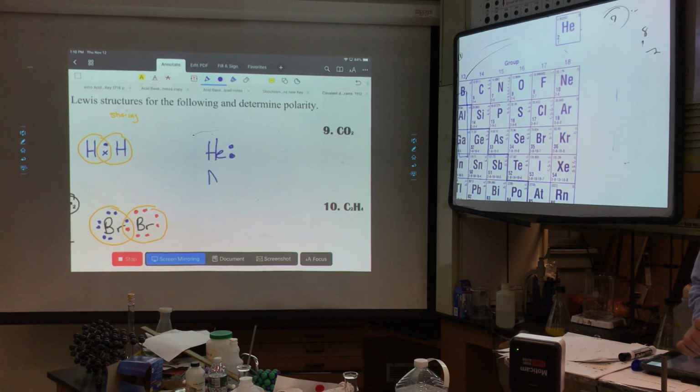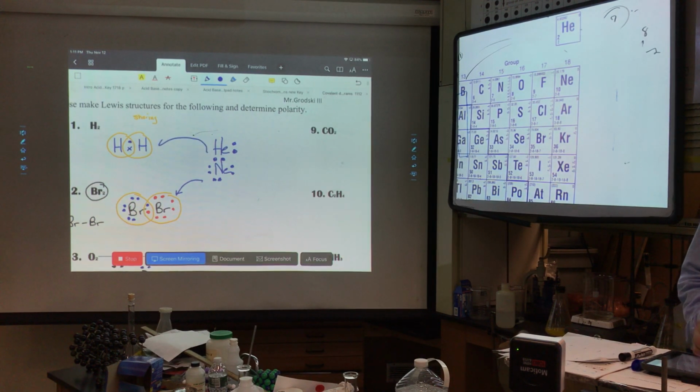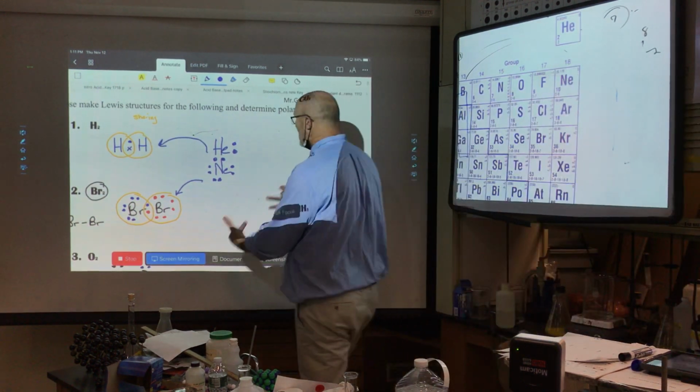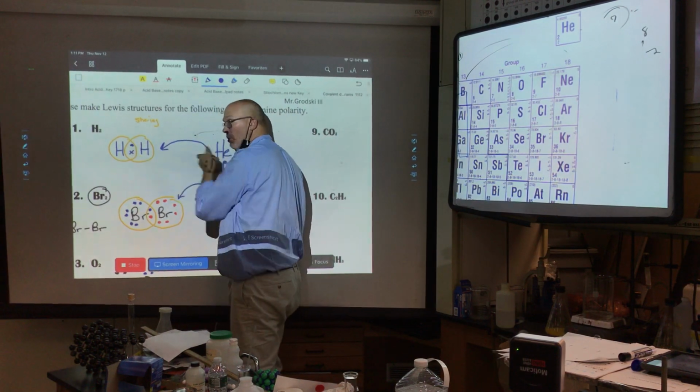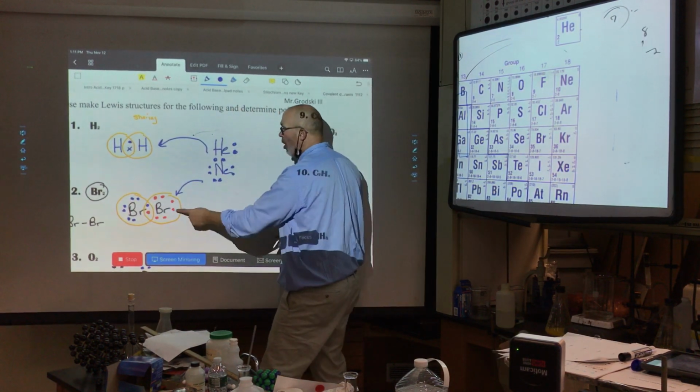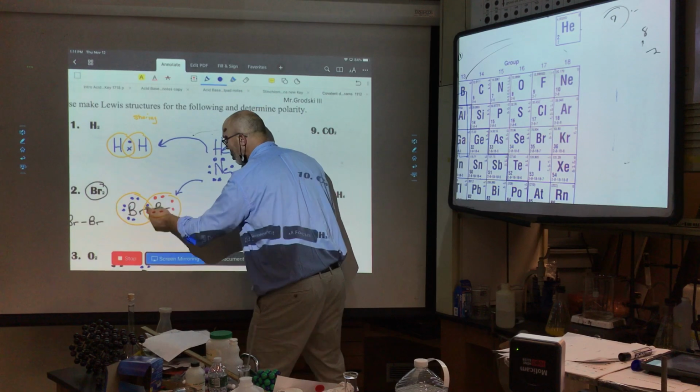Neon is 2-8. So I draw 8. And neon doesn't bond because it has all the electrons it needs. Looks a lot like what? Doesn't helium look like hydrogen? Hydrogen is becoming like helium by feeling like it has 2. Bromine is becoming like neon by feeling like it has 8.